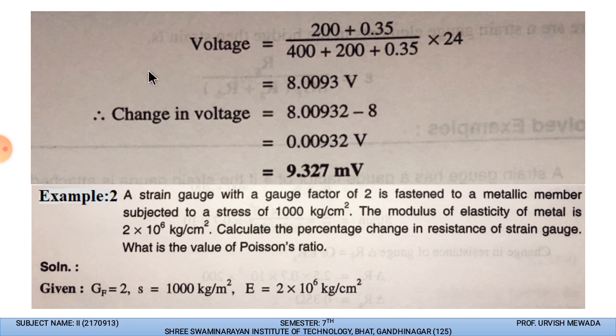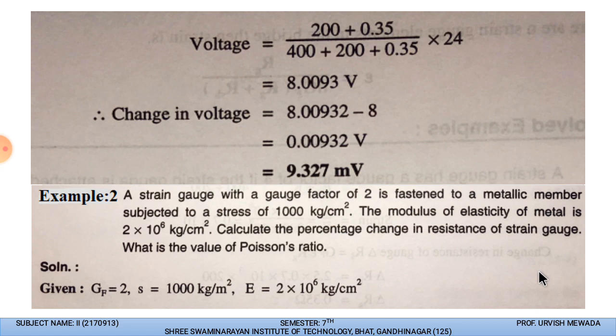Now let us check the change in the voltage. That will be the difference: whenever the stress is applied, the voltage across the bridge, or the galvanometer, shows a deflection. So this is the output voltage at which we apply the stress, and this is the voltage we get when the stress is not applied. So this is the difference, 0.00932 volt, so from that we can say 9.327 millivolt.